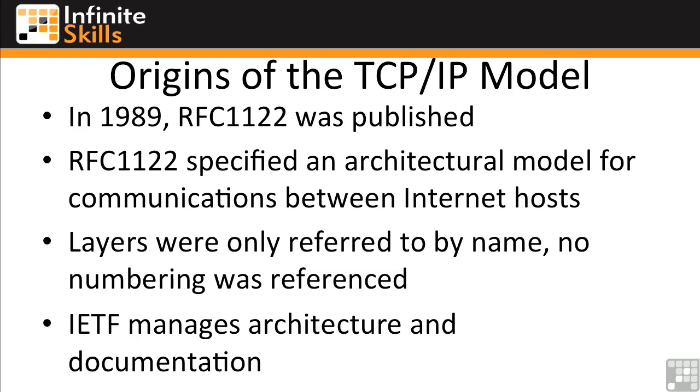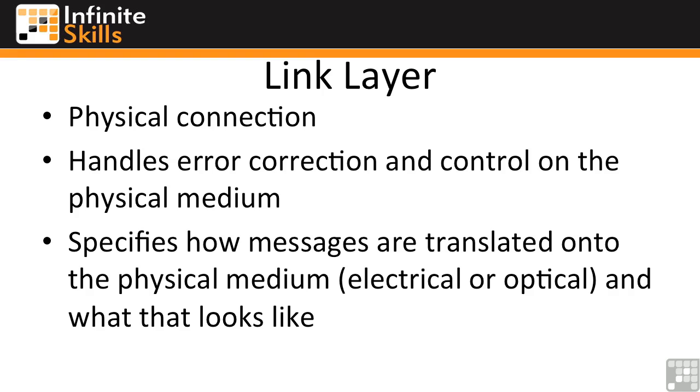So we've got this TCP IP networking stack or networking suite of protocols, and in 1989 they published this architectural model. When we talk about OSI, we talk about layer 1, layer 2, layer 3, up to layer 7. When we're talking about the TCP IP model, the layers were only referred to by name. There was no numbering that was actually referenced. So the IETF manages the architecture and documentation, and it's been updated several times since the original publication with RFC 1122.